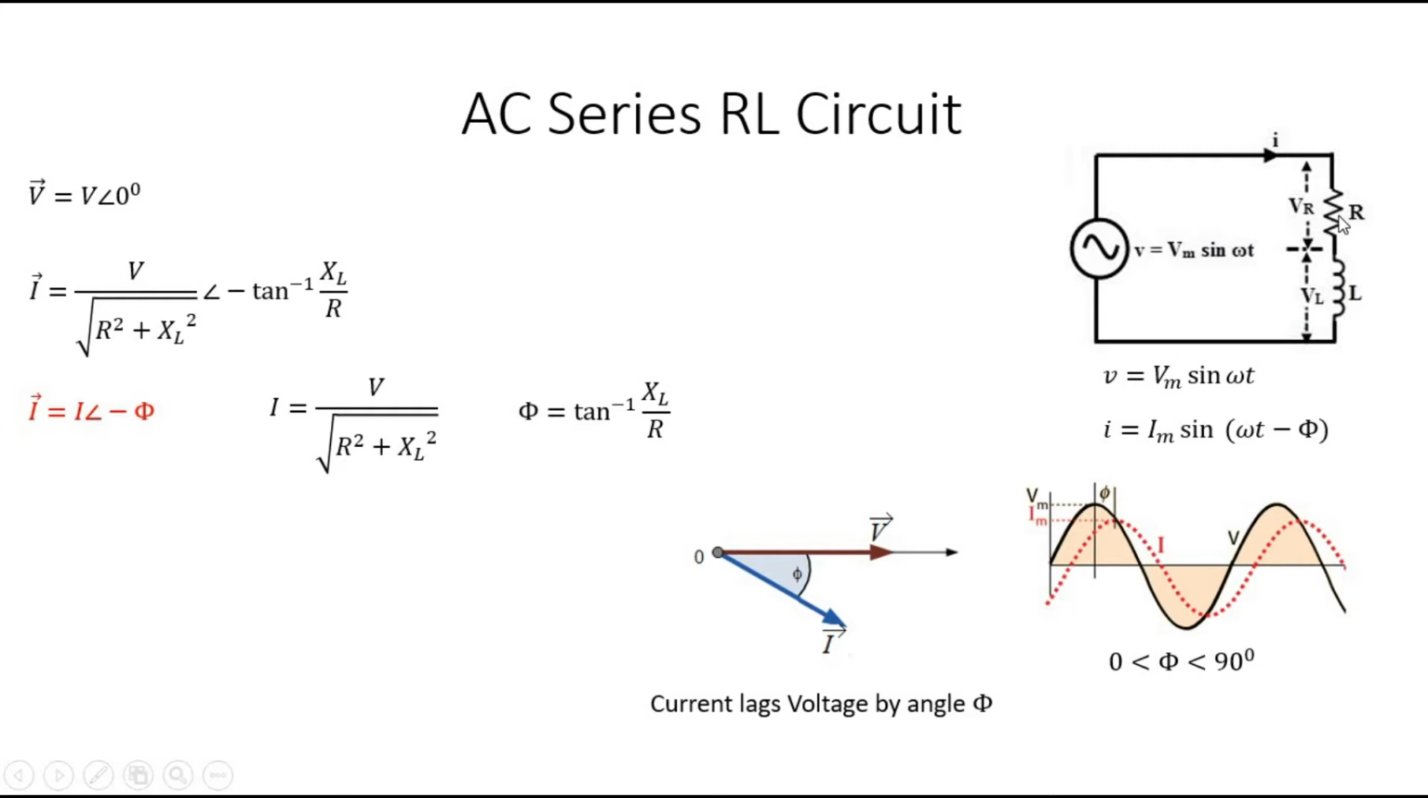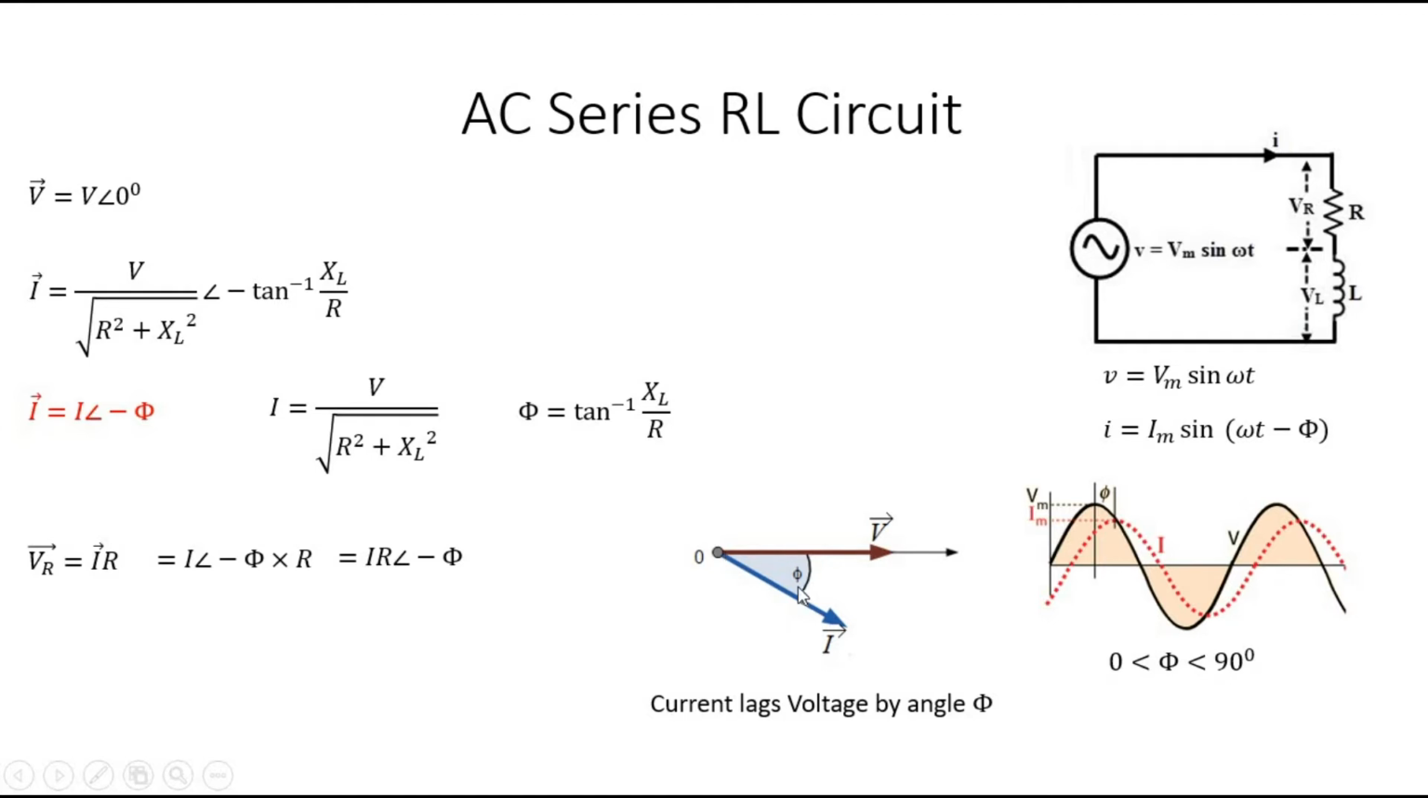Again, now we can find the voltage across the resistor. We have the current I angle minus phi, with its magnitude and angle. So VR is equal to vector I into R, that is I angle minus phi into R. So it is IR angle minus phi. IR is the magnitude and the angle is minus phi. That means the angles of I and VR are the same, so VR is in phase with I.